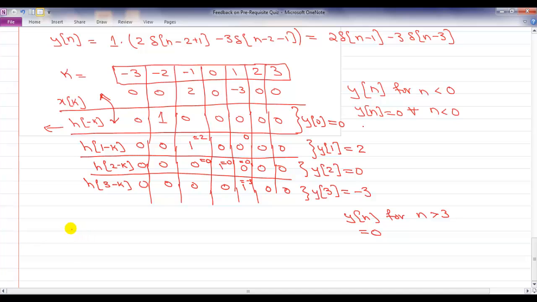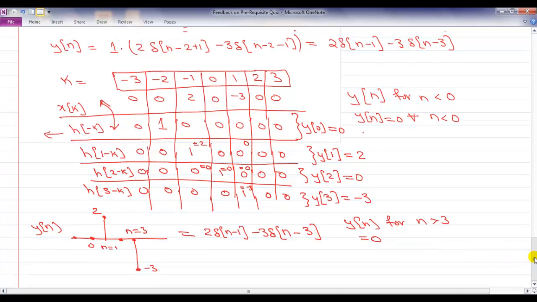We get that y of n is 0 for all values except at n equal to 1, its value is 2, and then at n equal to 3, its value is minus 3. And that effectively is written as 2 delta of n minus 1 minus 3 delta of n minus 3.